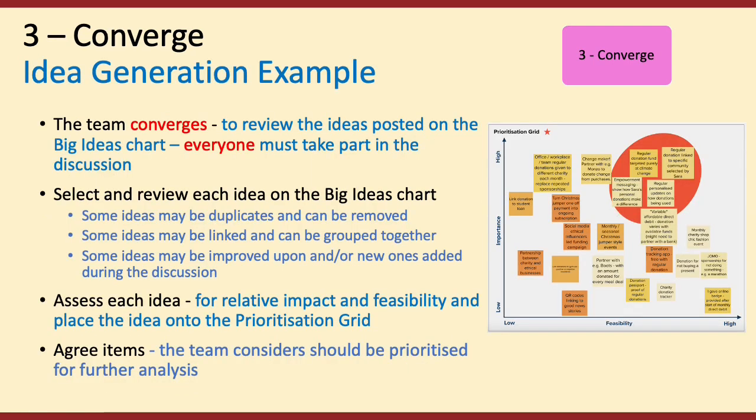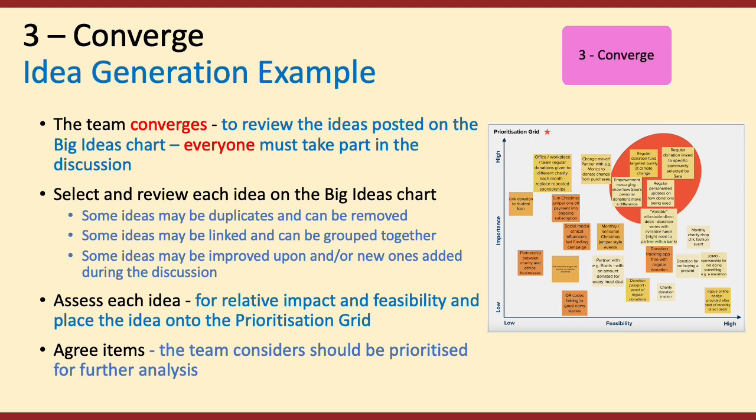Let's now take a look at the Converge step for our idea generation example. And this is where we ask the student teams to converge, to review all the ideas they've posted on the Big Ideas chart, and we say everybody must take part in this discussion. We ask the students to select and review each of the ideas. Some of the ideas may be duplicates and can be removed. Some ideas may be linked, and so we say they can be grouped together. Some of the ideas may be updated and improved upon, or new ones added during the discussion. The big ideas are not fixed, they can be added and changed as we go.